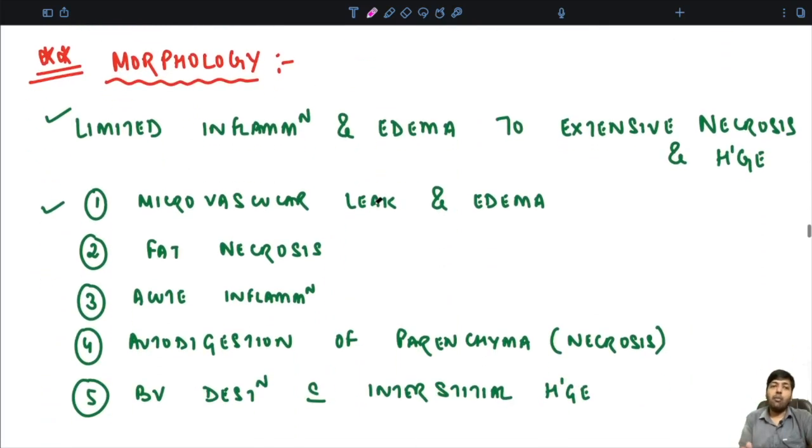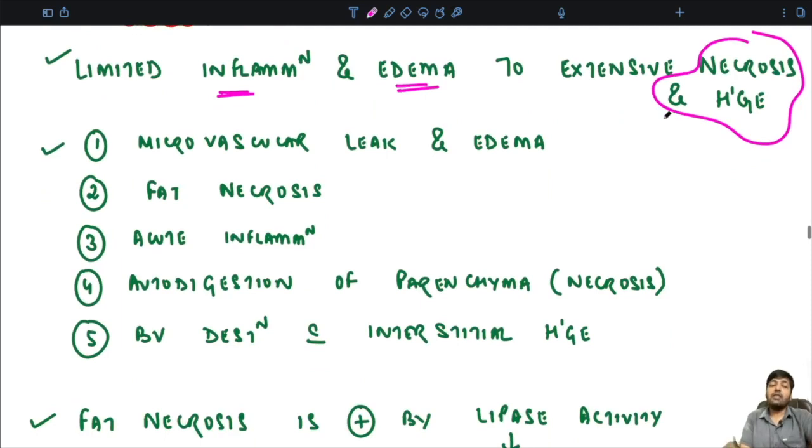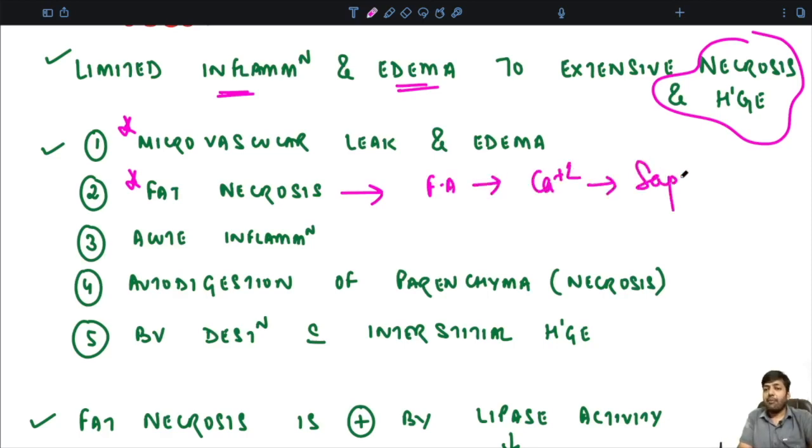Next we are going to read the morphology. Remember, the morphology of acute pancreatitis might range from limited inflammation and edema to extensive necrosis as well as hemorrhage. So what are some of the key important features of acute pancreatitis? There is microvascular leak and edema because of inflammation or release of inflammatory mediators. The enzymes that are released will digest the fat, leading to fat necrosis. Once fat necrosis occurs, the fatty acid will be released and will combine with the calcium, leading to what is known as saponification. There will be presence of acute inflammation, and neutrophils will be present.